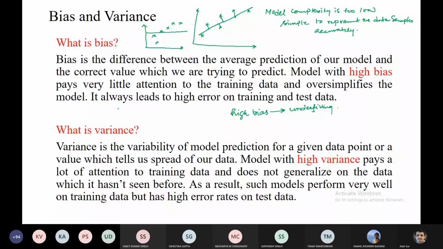Now, what is variance? Variance is the variability of the model prediction for a given data point or value, which tells us the spread of our data. Okay. A model with high variance pays a lot of attention to training data and does not generalize to data which it has not seen before. As a result, such a model performs very well in training but has high error rates on testing. So, variance is the variability of the model prediction.